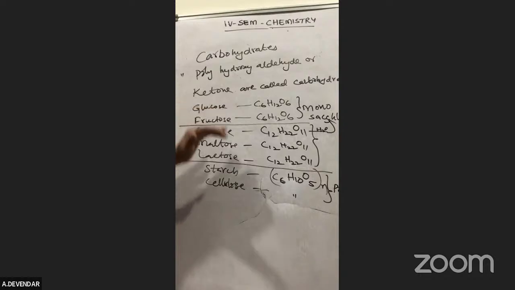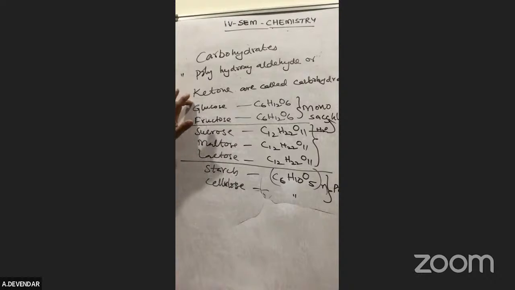The sources are also very important. Glucose: your chapati, rice, dal, and other products. Fructose: mainly honey and also custard apple. Sucrose means sugar or molasses. Maltose means malt, from grains, mainly sprouted grains; you get maltose. Lactose is in milk. Starch is in the decayed water of rice or potato.